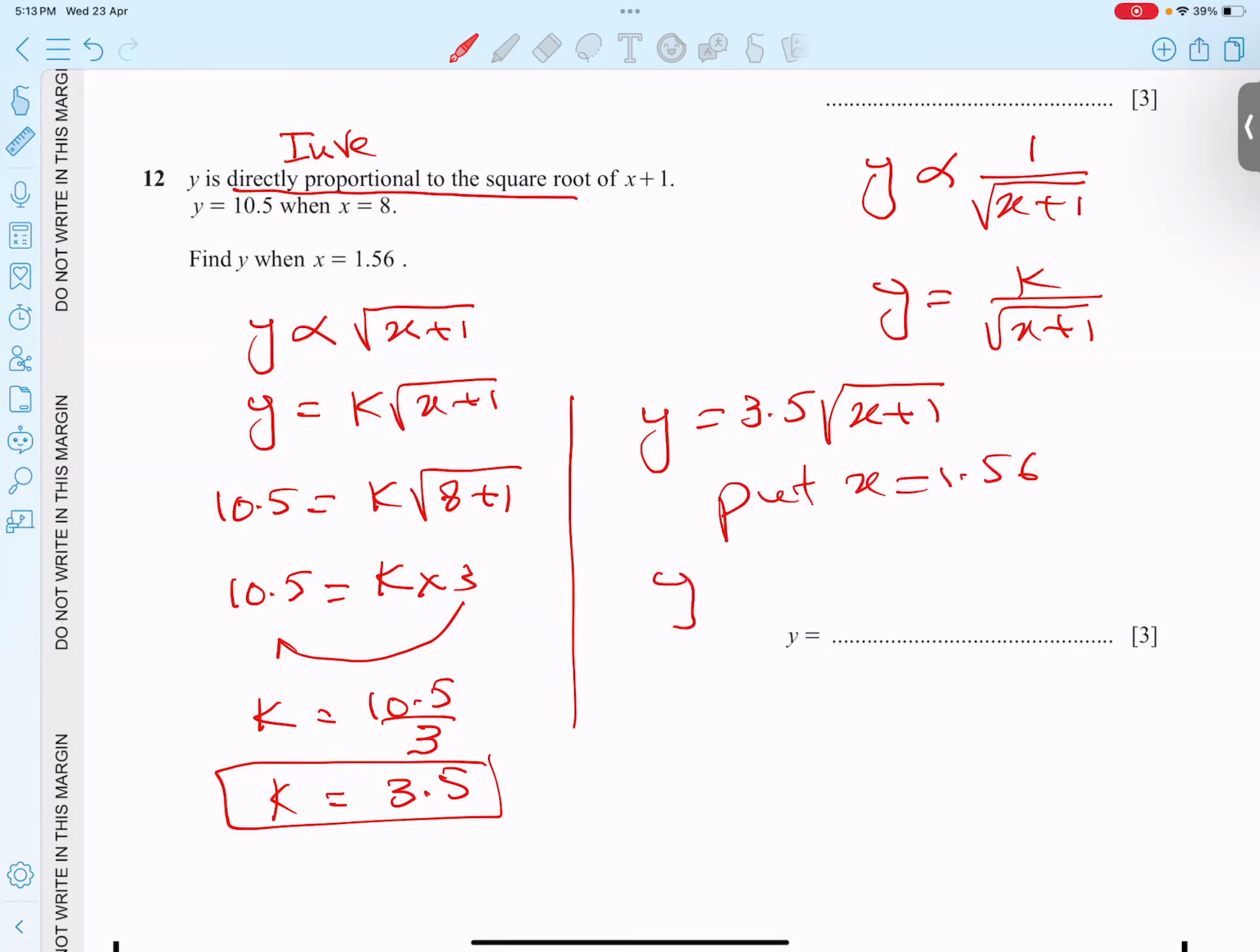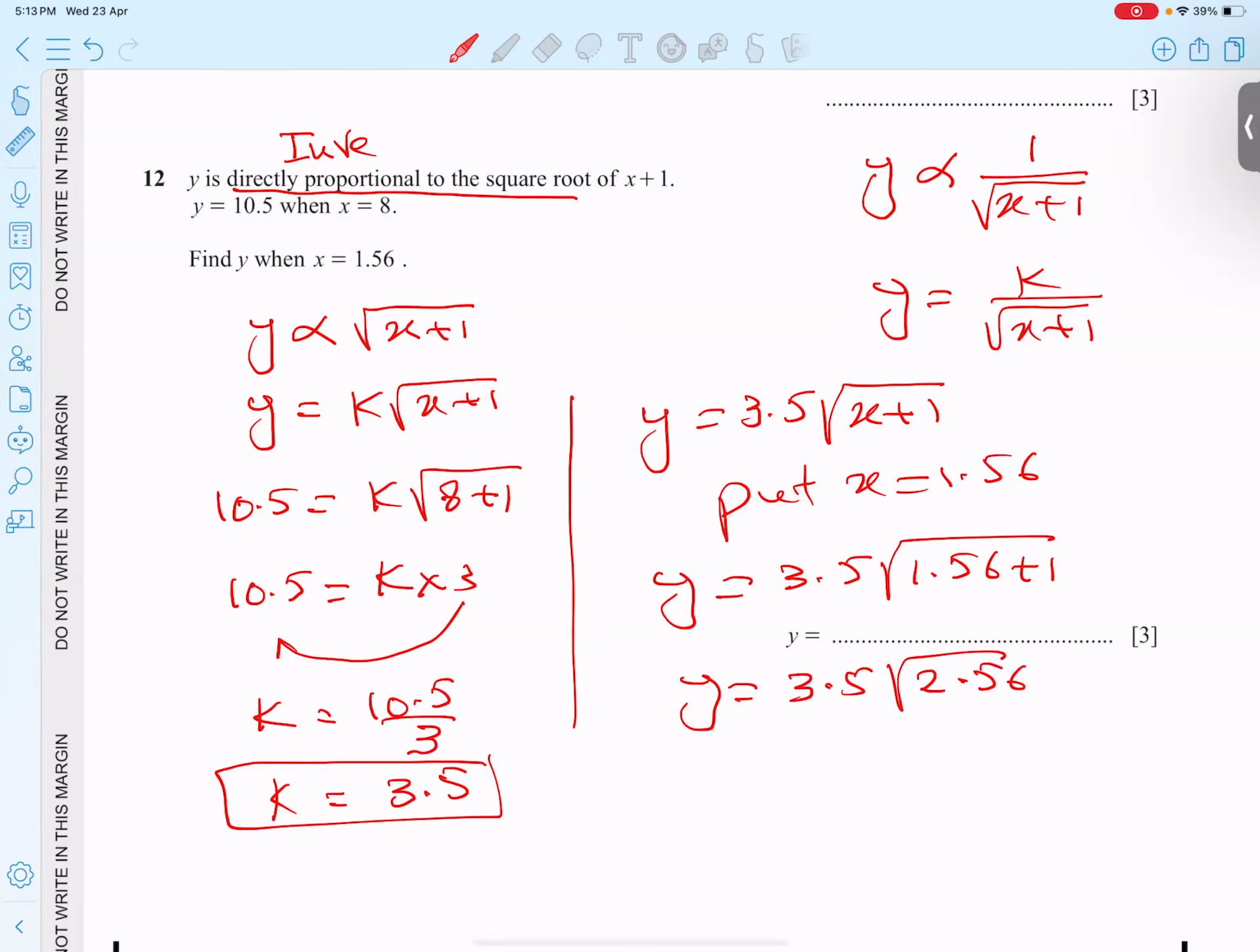1.56. So when I plug in here 1.56 plus 1, this converts into 2.56. Do you know, students, this is 16 to the power 2? So this is actually 1.6. 1.6 to the power 2 is 2.56. Because, look at the top, 16 to the power 2 is 256. Then what is 1.6 to the power 2? 2.56. So I'm using this concept here.